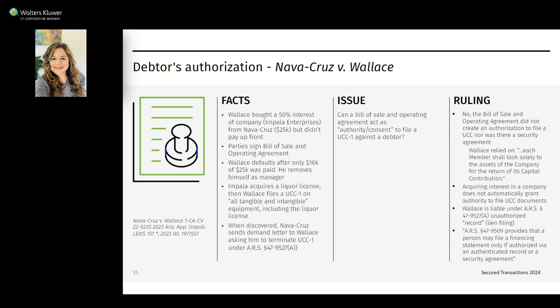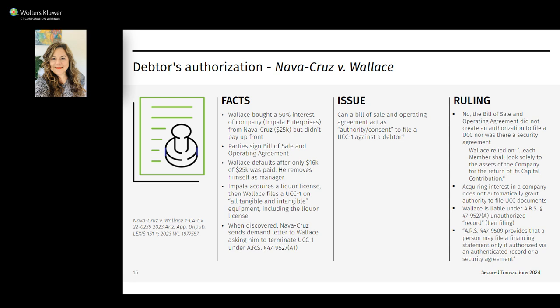The bill of sale and the operating agreement did not create an authorization. It didn't have the proper language, and they did not classify it as a security agreement. Wallace had tried to rely on a phrase in the operating agreement that said each member shall look solely to the assets of the company for the return of its capital contribution. Well, that doesn't mean that there is an authorization to file a UCC-1. This is really a question of LLC law, not of Article 9 law.